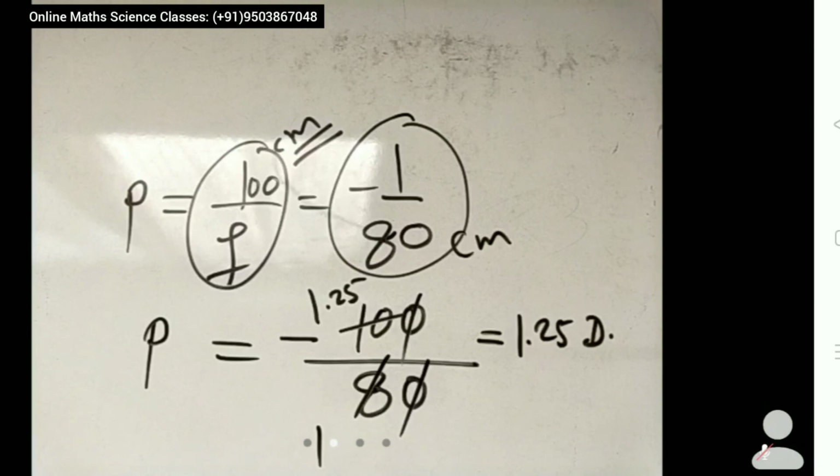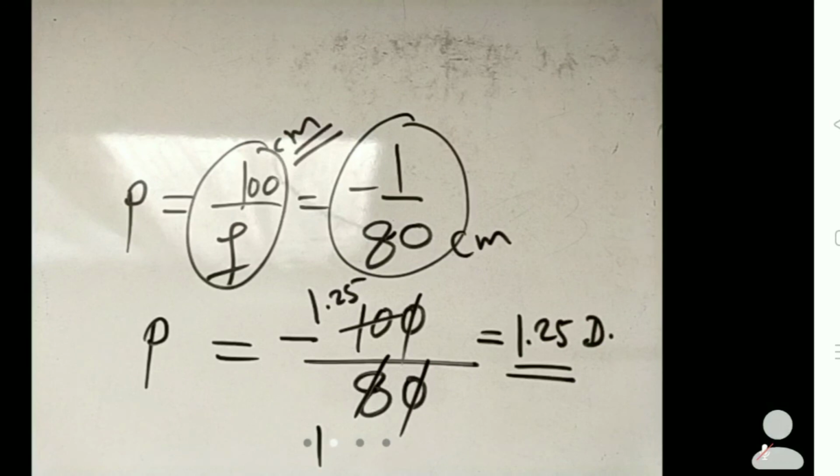So you will write there: nature of lens is concave lens, and the required power of the lens to correct the problem is 1.25 diopter.